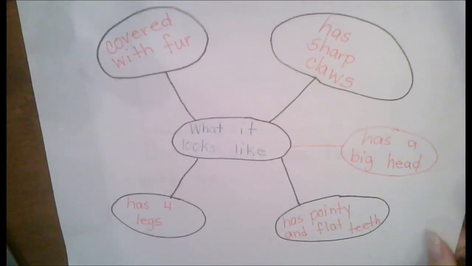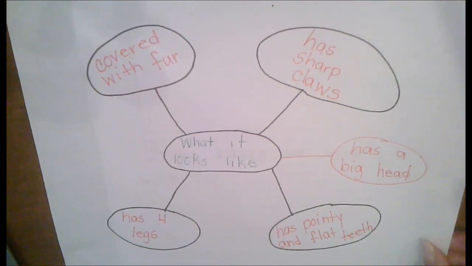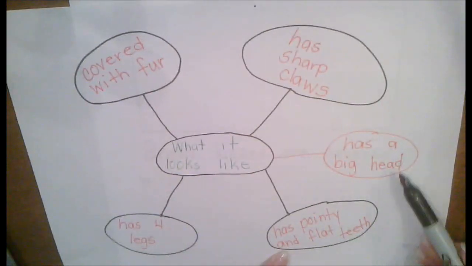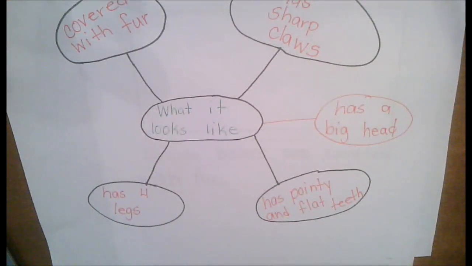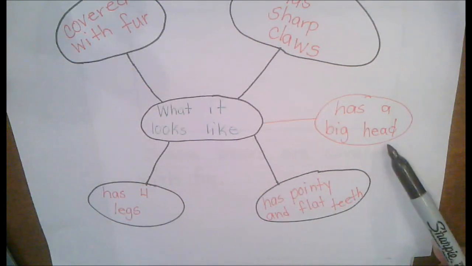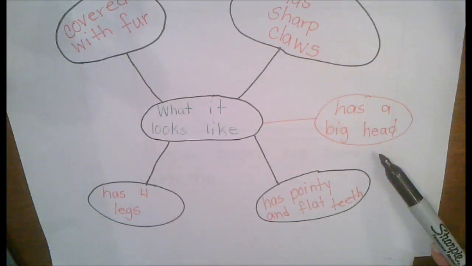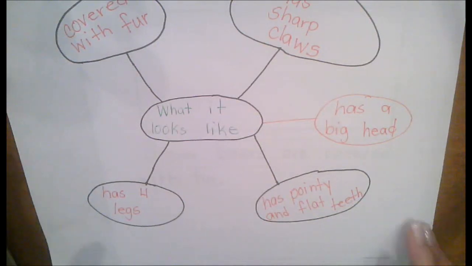So I'm going to put a period. I'm going to use some more information. Oh, I like the one that's talking about how it has pointy and flat teeth. Now, what I could do is join the one that says has a big head and has pointy and flat teeth all into one sentence. I could say they have a big head and pointy, and that may not make sense. I don't think I'm going to do that. I think I'm just going to write that it has pointy and flat teeth.